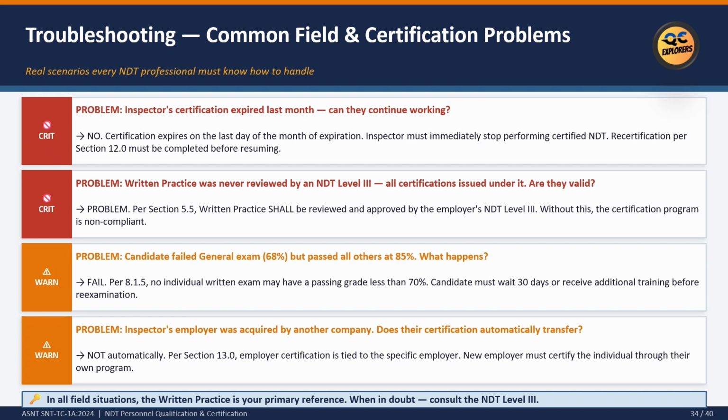Now let us study some common field and certification problems. If certification expires, inspectors must stop performing certified NDT immediately. If written practice was never approved by Level 3, the certification program becomes non-compliant. If a candidate scores below 70% in one written exam, overall examination failure occurs even if composite score is acceptable. And remember, certifications do not automatically transfer when companies change ownership. The new employer must certify personnel under their own program.